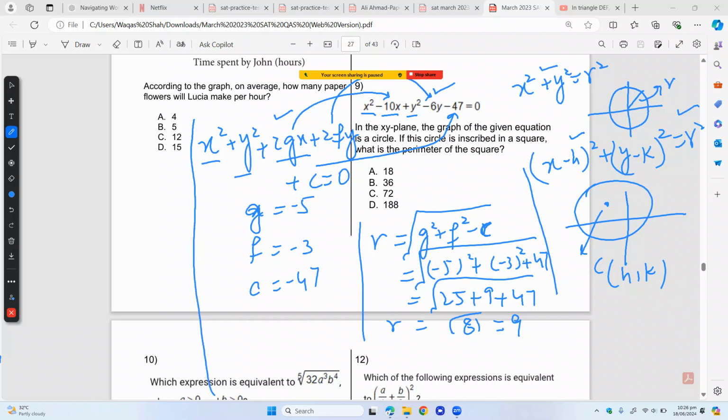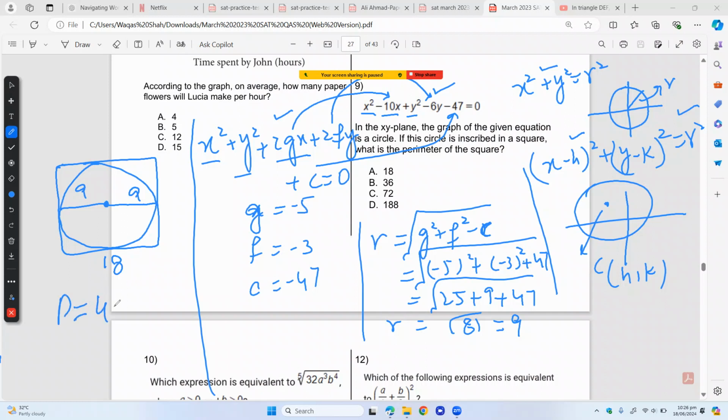And now since they are saying that the circle is inscribed in the square, it means that we have a square and this circle is inscribed in it. And we got the radius, which is 9. So it means that from here to here it's 9, and then it's also 9. So every side is of 18 units. So the perimeter will be 4 times s, like side, 4 times 18, so it will be 72. So our answer is 72, which is C.